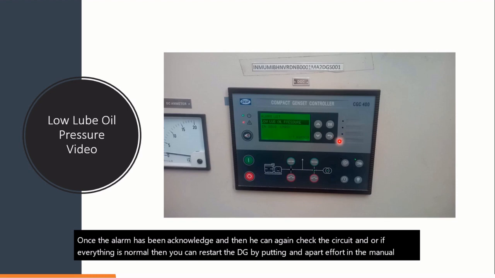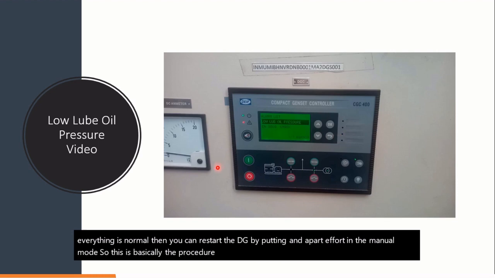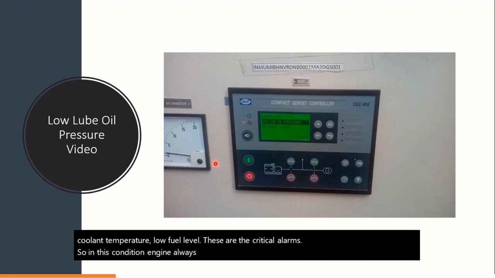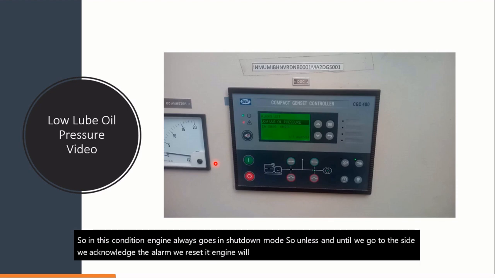So this is basically the procedure. Let's see now one small video in which we will see that if a low lubrication oil pressure alarm is there, then how we can acknowledge it, because oil pressure, high coolant temperature, low fuel level, these are the critical alarms. So in this condition, the engine always goes into shutdown mode. So unless and until we go to the site, acknowledge the alarm and reset it, the engine will not start in automatic condition. That is why a person has to visit in the event of such a critical alarm.